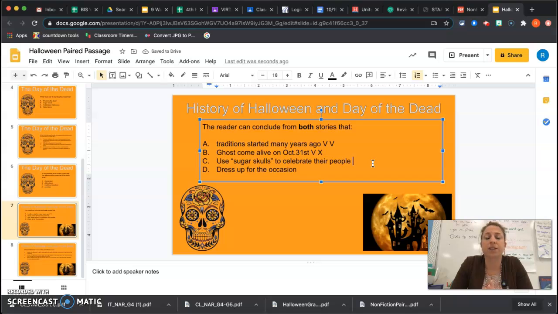Do both stories use sugar skulls to celebrate their people? In the first story, it said that they dressed up to hide, that they didn't celebrate. So that would be an X. In the second story of Day of the Dead, they did use sugar skulls to celebrate their people. And so that would be a check mark. But unfortunately, I have an X and a check, so that's not going to work.